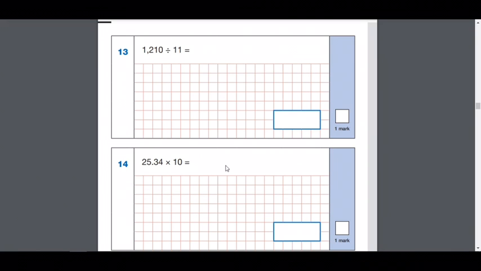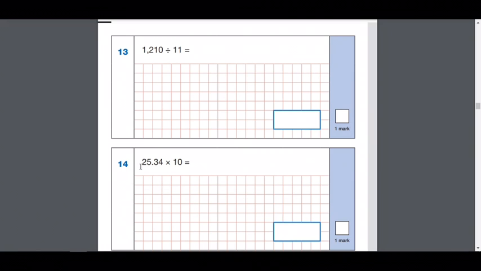Number 14, they've got to multiply by 10, and whenever we multiply by 10 we say move all the digits one place to the left. If it's multiplying, it's to the left. If it's got 1 0 in the number, it's one place. They haven't got a place value chart in front of them in a test, so they need to know the place value of everything really, really carefully.